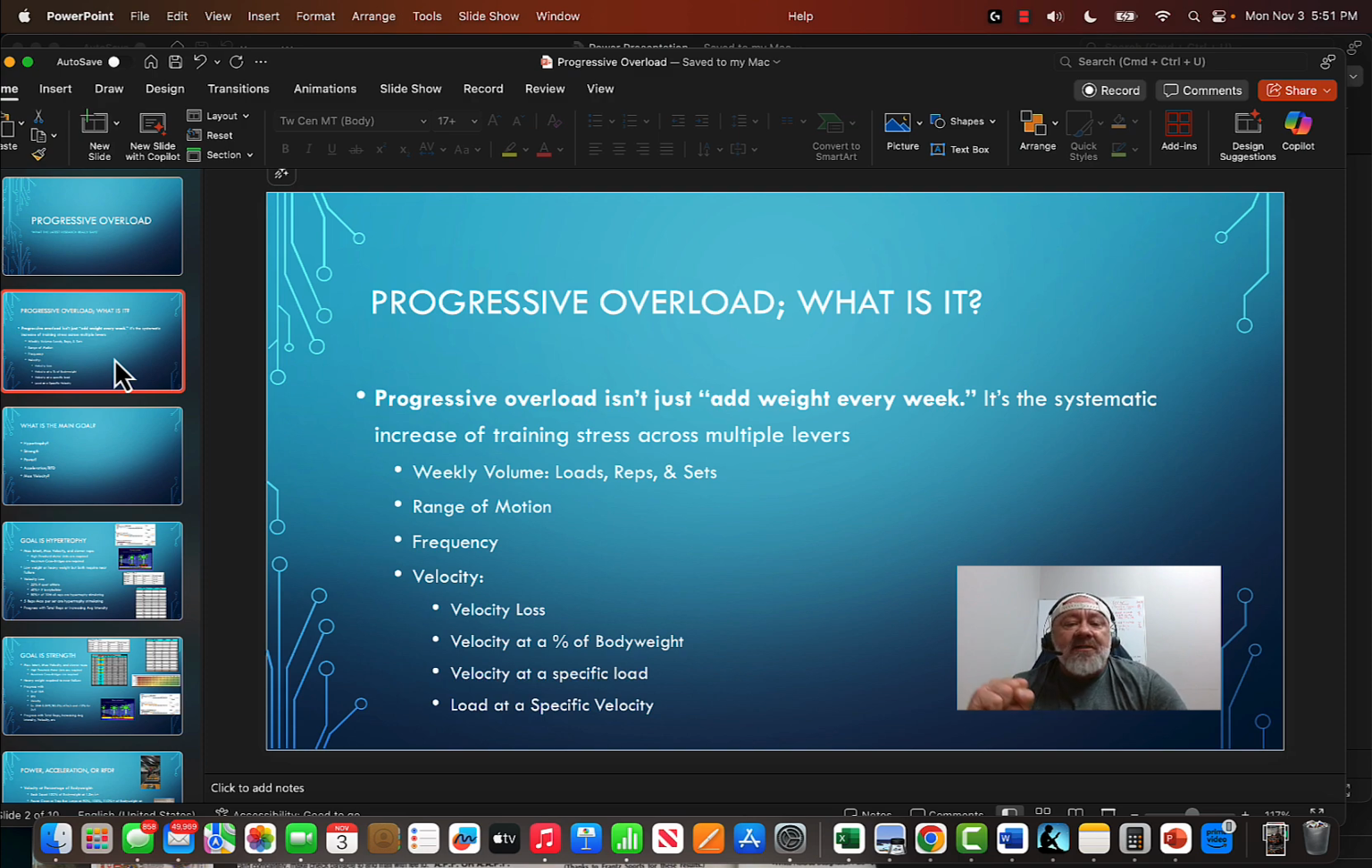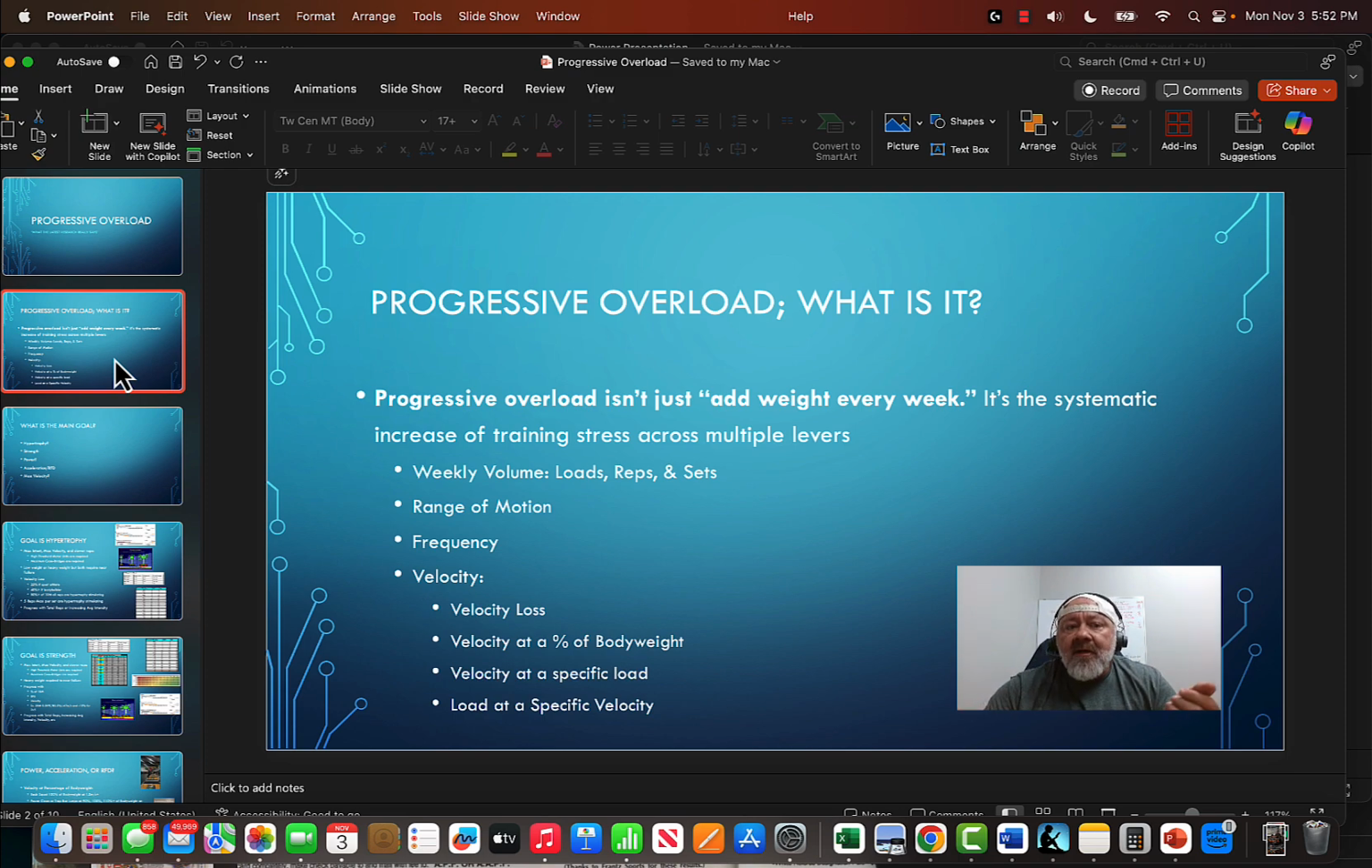Progressive overload isn't just add weight every week, it's a systematic increase of training stress across multiple layers. So, we could be talking about weekly volume, which is load, reps, sets, or a combination. It could be range of motion, it could be frequency. And today we're going to talk about how you can actually use velocity, like velocity loss, velocity at a percentage of body weight, velocity at a specific load, load at specific velocity, and when to use it.